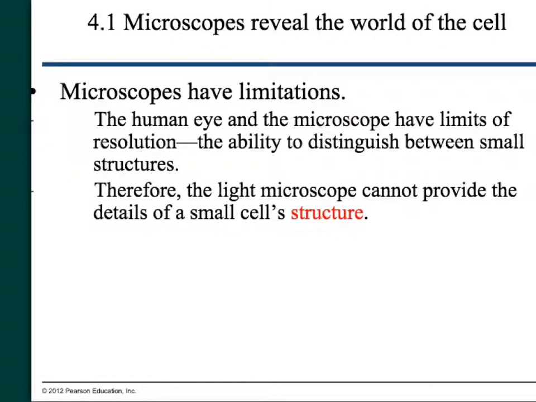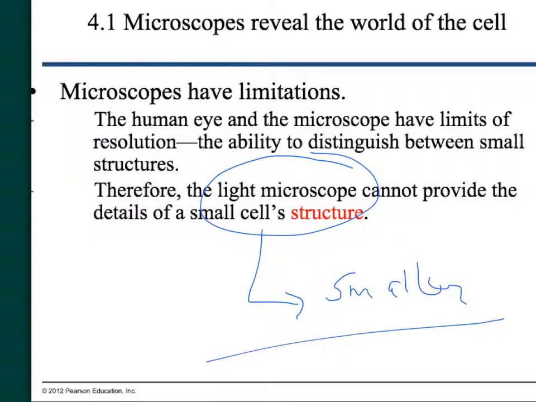So like I said, the light microscopes have limitations. The human eye and the microscope, they both have problems with resolution. And that again is the ability to distinguish between small structures. So again, we have limitations with our light microscope, and therefore we're going to have to use another tool to see something smaller. And that is what we have been working on with technology.